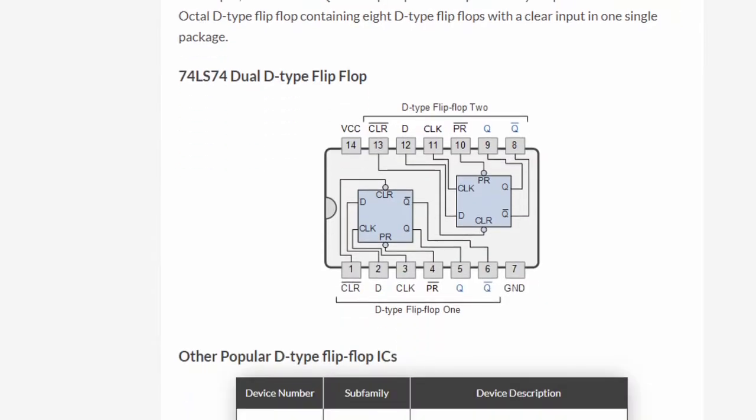So I'll have an IC, another 14-pin IC, with these inside it. We'll see its application a little later, but let's understand it with its fundamentals.